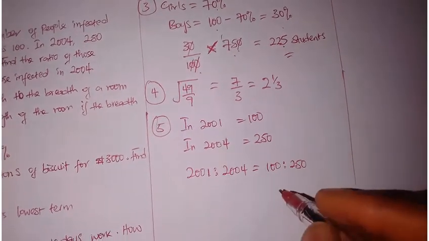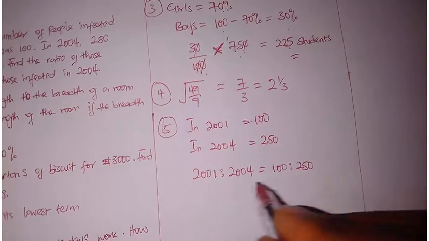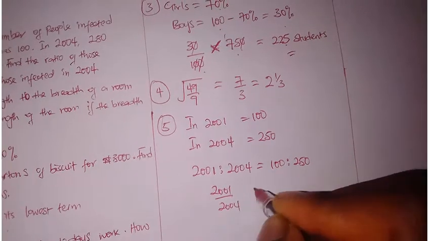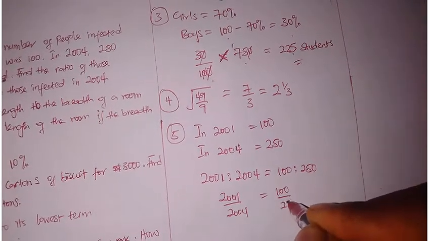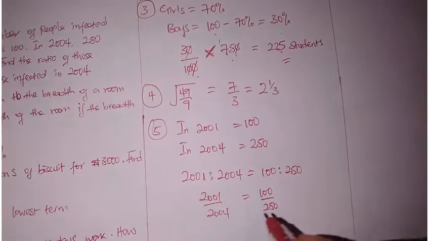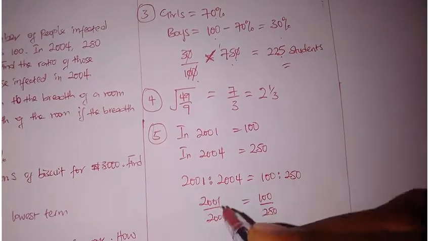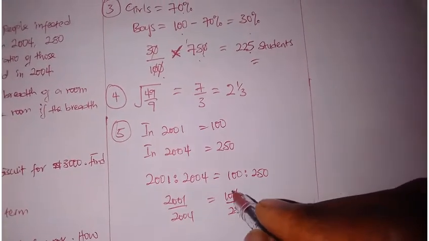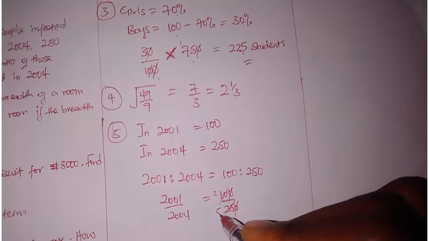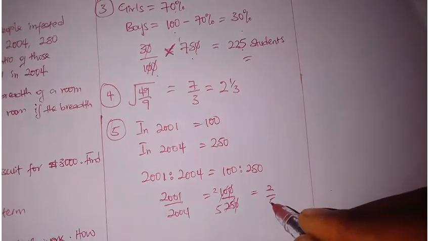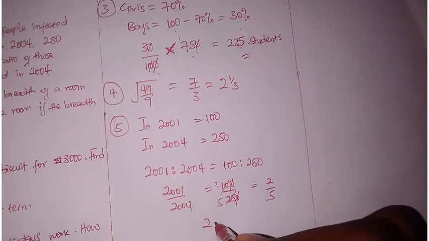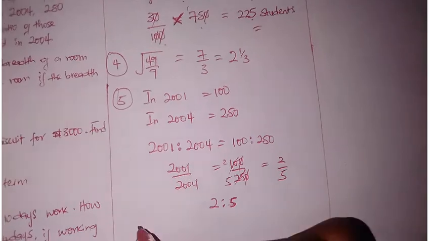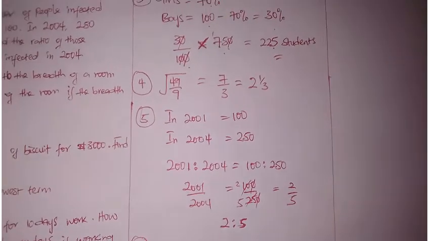250. Now when we have questions in ratio form, it's simply saying 2001 over 2004, which is equal to 100 over 250. So I'm looking for this ratio. Whenever we have ratio, it means division. So I'm concerned with this one. 0 cancel 0. 5 here 2, 5 here 5. So my answer is 2 over 5. In which case, converting back to ratio, it's 2 ratio 5.